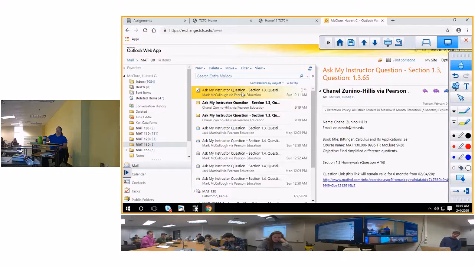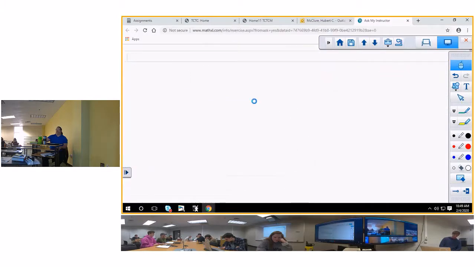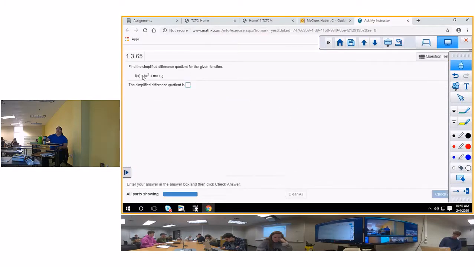So, let's see what this one, 1.365/16. Find the simplified difference quotient for the given function. Okay. We're going to cut off there. It's currently 10:15. Okay, so this is what we need to do. I'm going to cut off right there.